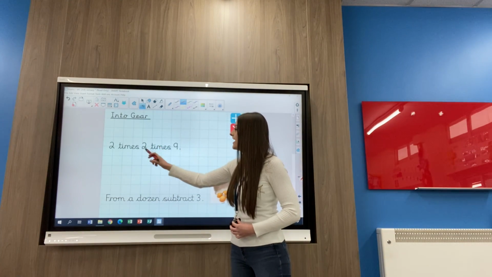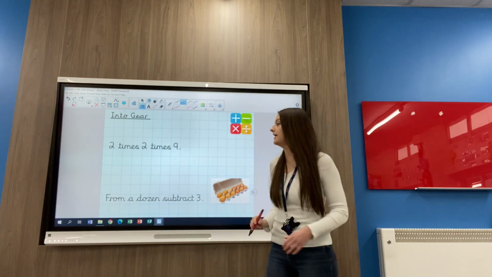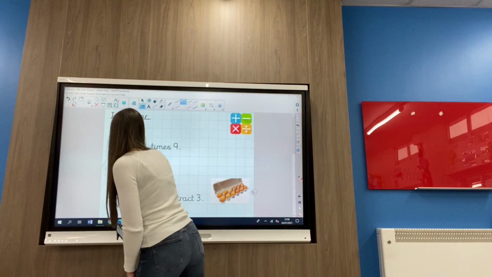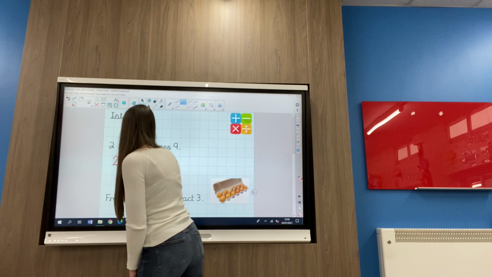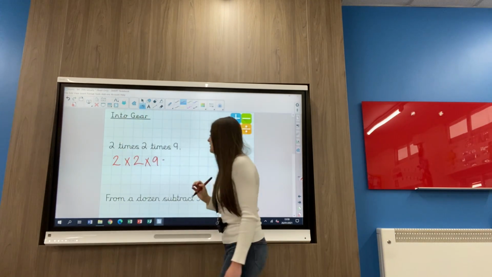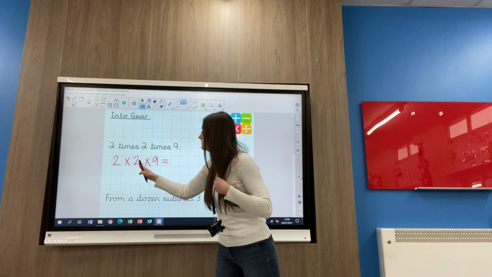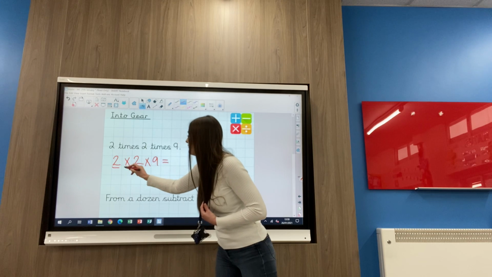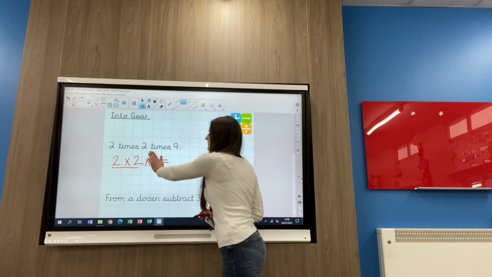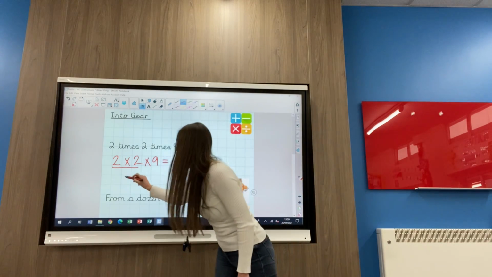I've got 2 times 2 times 9. So if I write that out as a calculation, it's just like the calculations we've just been doing. 2 times 2 times 9, okay? So same as before, we're going to break that calculation up. 2 times 2, I'm going to work out the first part first. I'm going to cover over times 9. So 2 times 2, we know that's 4.